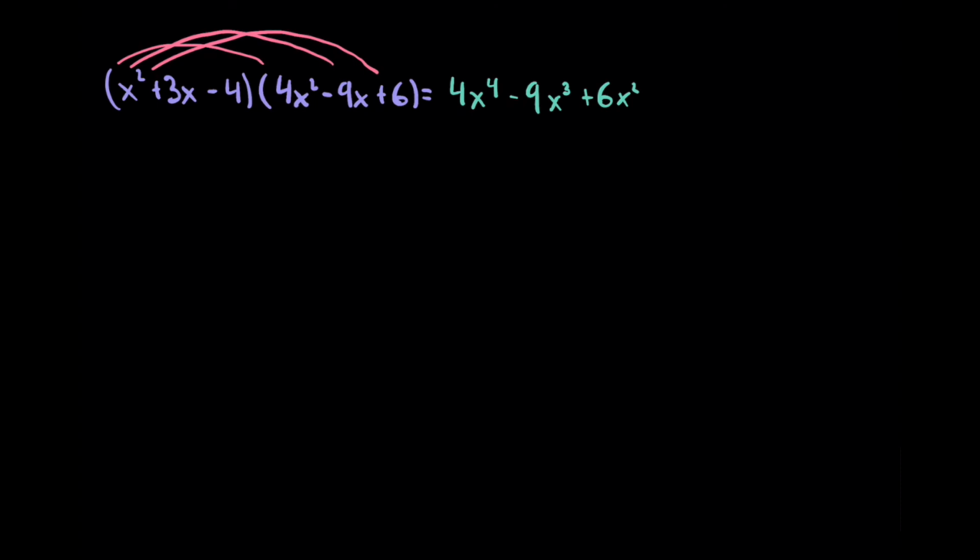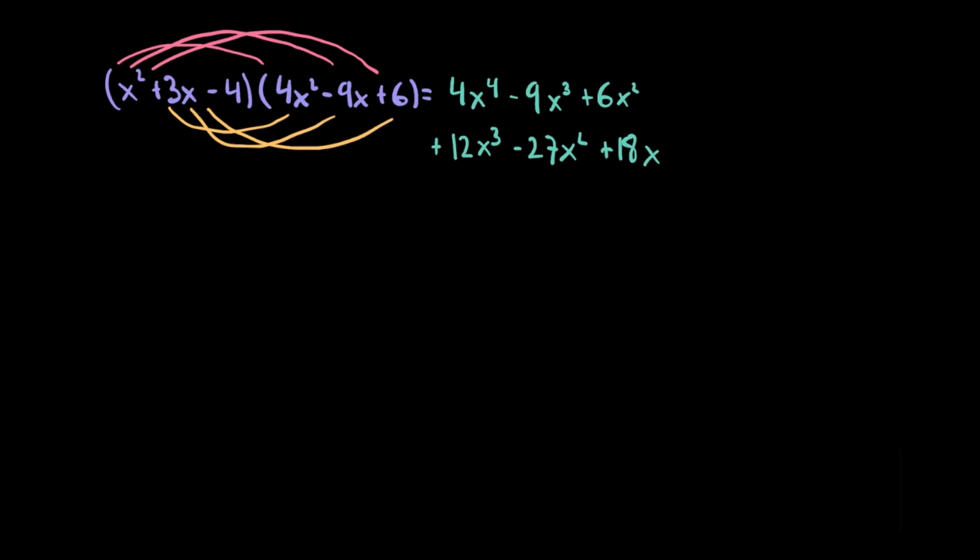We move on to multiplying with the 3x term. We do 3x times 4x squared. And I'm just going to write below so we don't get crammed up towards the right. 3 times 4, that is 12. X times x squared, that is x cubed. Next, we have 3x times negative 9x. 3 times negative 9, that is negative 27. And then x times x is x squared. And then we have 3x times plus 6. 3 times 6, that is just positive 18. And then we have x.